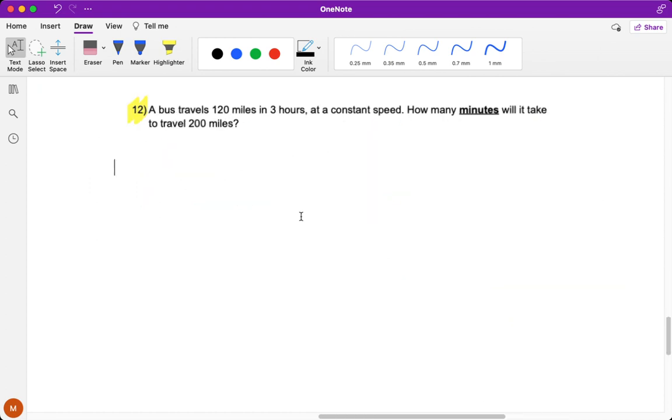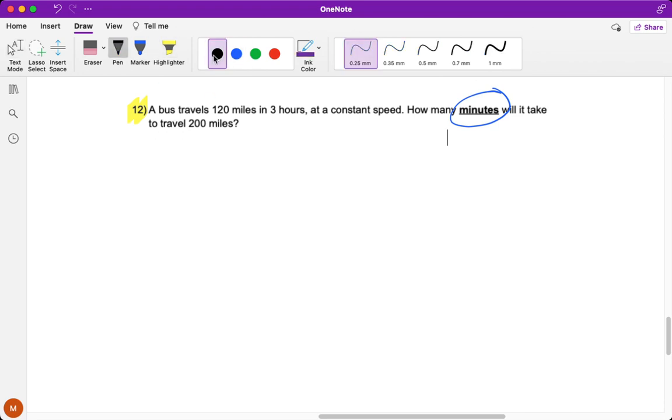All right, so for this one, a lot of you were answering the question but, same thing, not answering what the question actually asked. I knew you were getting it right for being able to solve, but then you weren't converting it at the end. So it says a bus travels 120 miles in 3 hours at a constant speed. That means we're imagining it's not stopping at stoplights. It's just going at a constant speed of 120 miles in 3 hours. How many minutes? I bolded it and underlined it for you. How many minutes will it take to travel 200 miles?